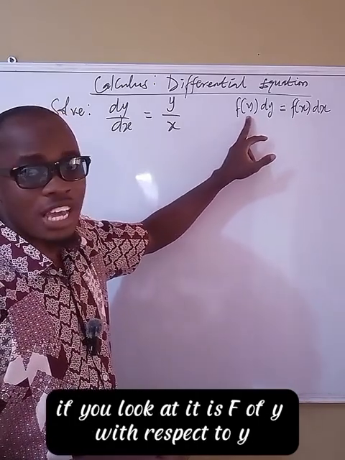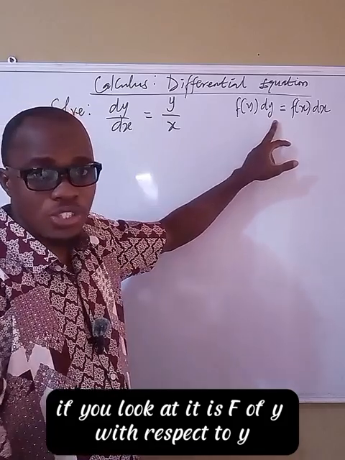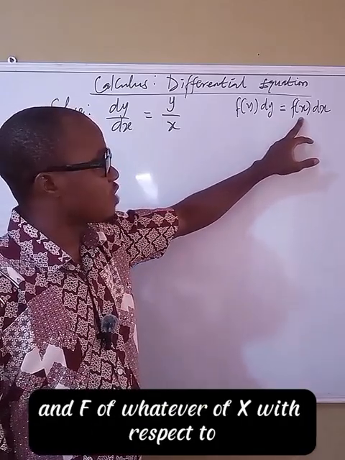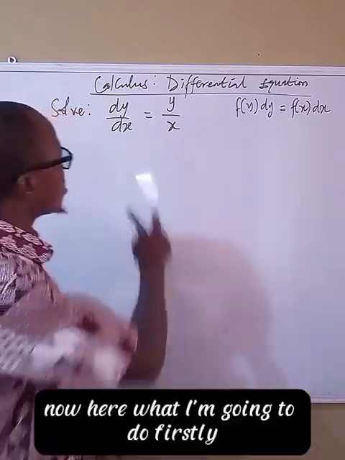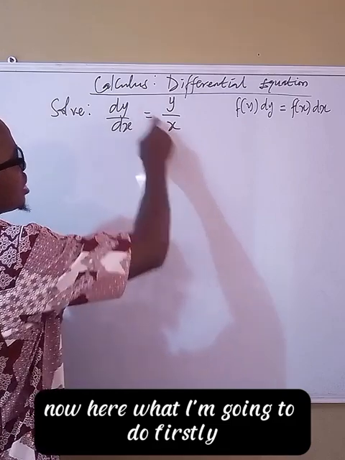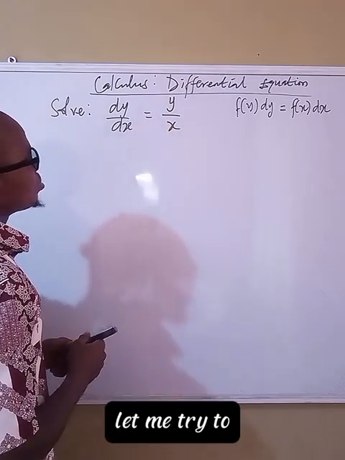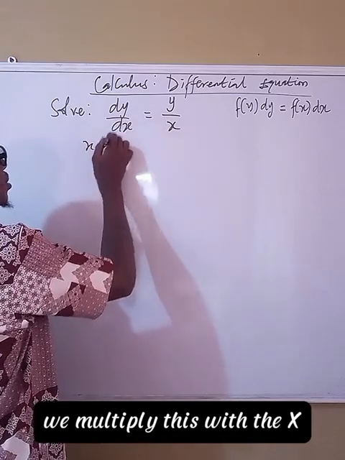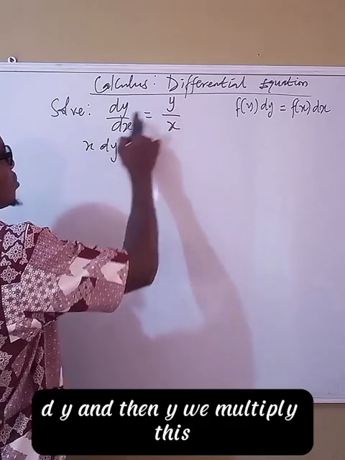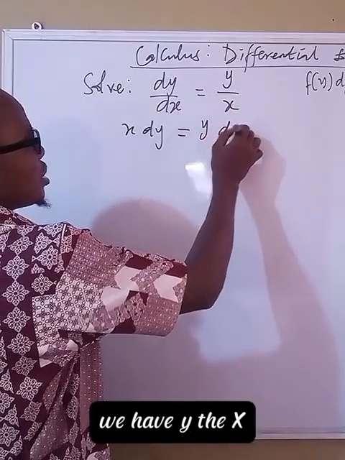This is why I said this is separable variable. If you look at it, this is f of y with respect to y and f of x with respect to x. Now here, what are we going to do? Firstly, if I do cross multiplication, x will multiply this, we are going to have x dy, and then y will multiply this, we have y dx.